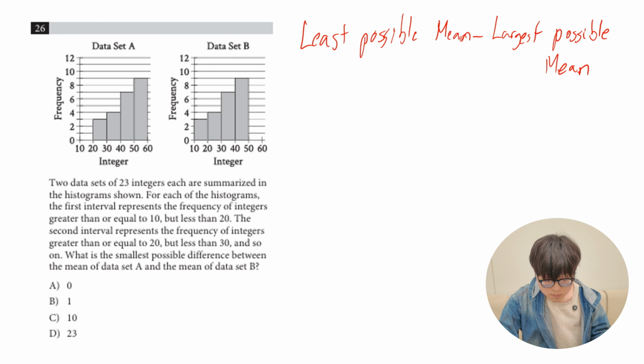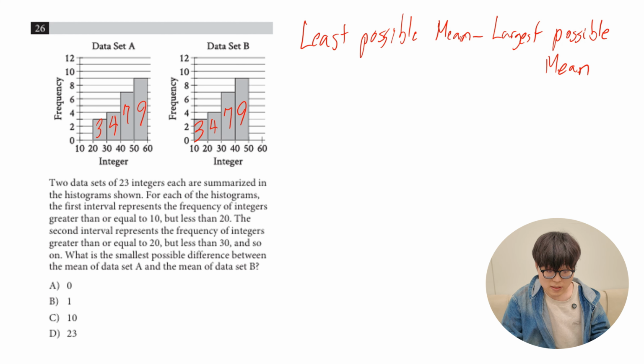Now, if you look at the bars closely, we realize that the frequency of the bars for both histograms are actually the same height. So, we've got frequency of 3 here, 4 here, 7 here, and 9 here, which is the same also for dataset B.